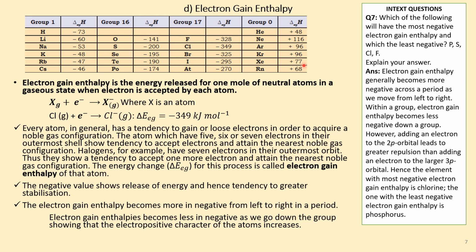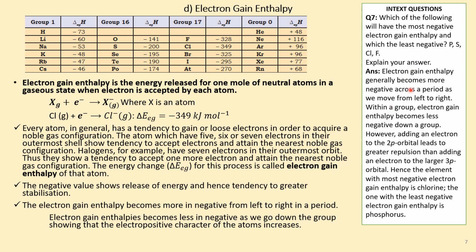We will answer one question. Which of the following will have the most negative electron gain enthalpy and which the least negative amongst phosphorus, sulfur, chlorine and fluorine?